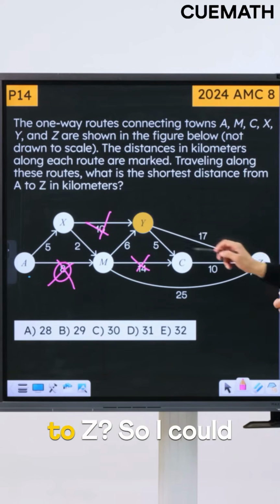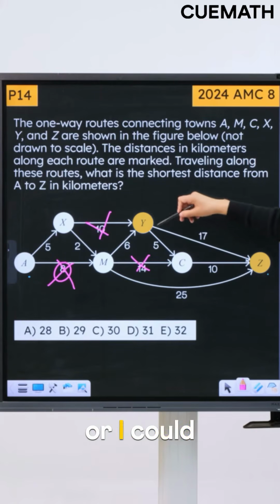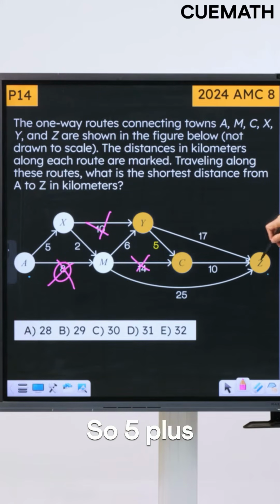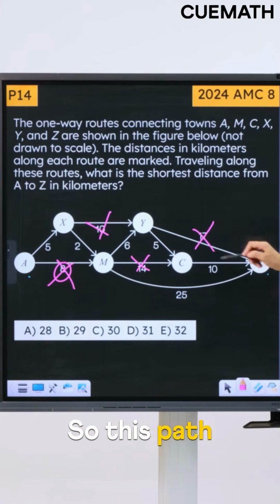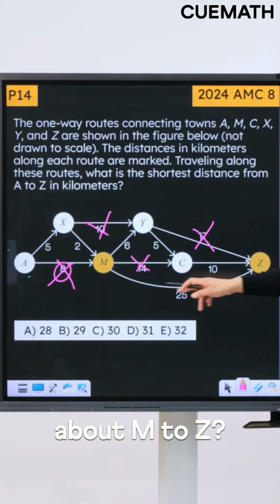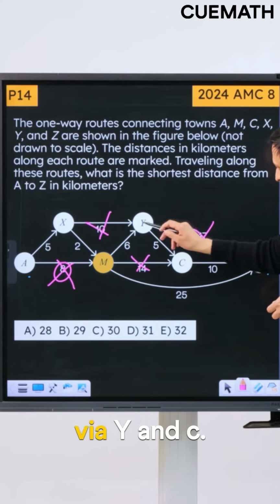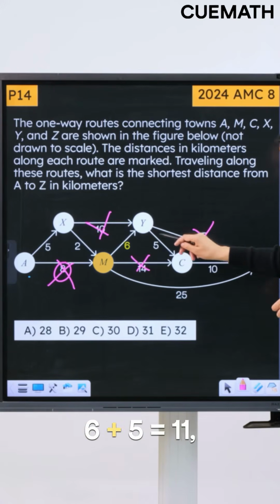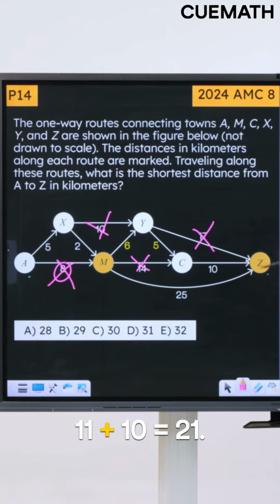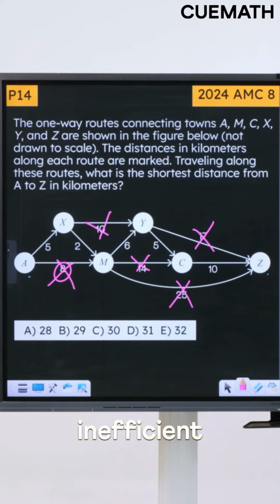What about Y to Z? So I could go like this, which is 17, or I could go via C, so 5 plus 10, which is 15. So this path is inefficient as well. And then what about M to Z? There is a direct path of 25, but there is also a path via Y and C. So that's 6 plus 5, 11 plus 10, 21. And therefore this path is inefficient as well.